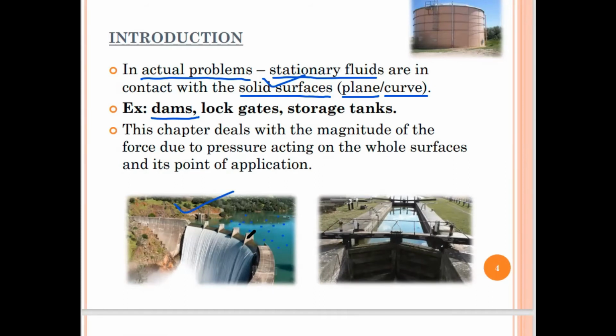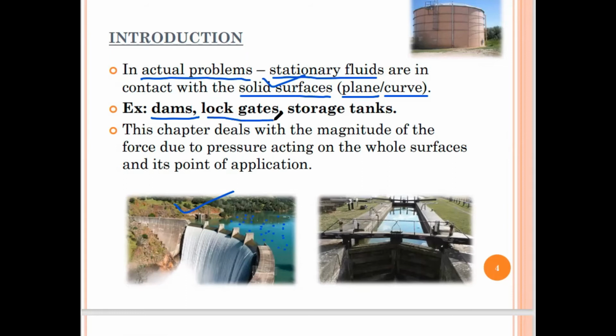Once the water reaches above the reservoir level, the full tank level, only then will the water flow over the dam. Or else the water will be stationary. So in the case of dams, you can see these hydrostatic forces.